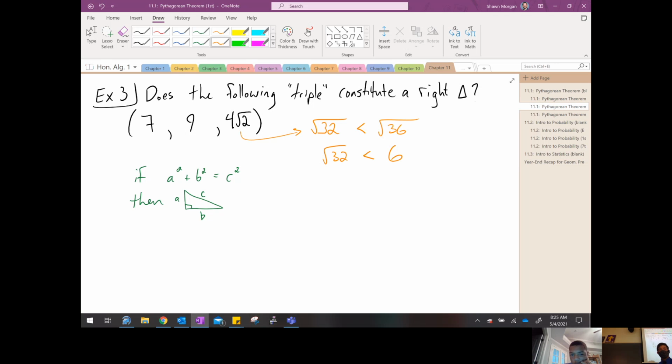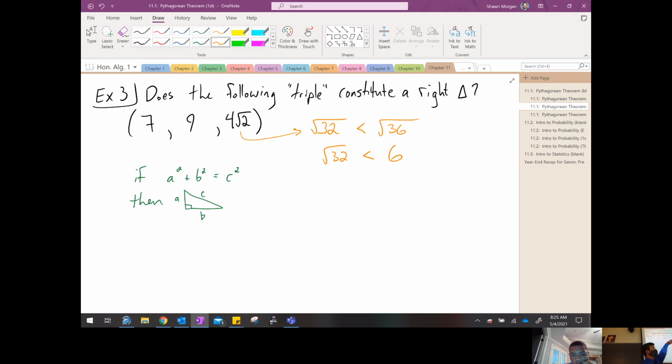Don't fall for that trick. What should my, quote, C value equal here? 9. My C value should be 9. Oh, that's a dirty trick, you guys. That's a dirty trick, okay?